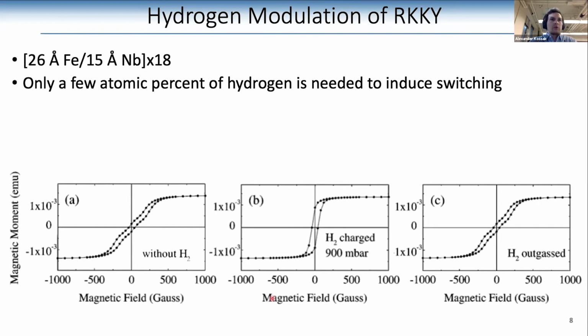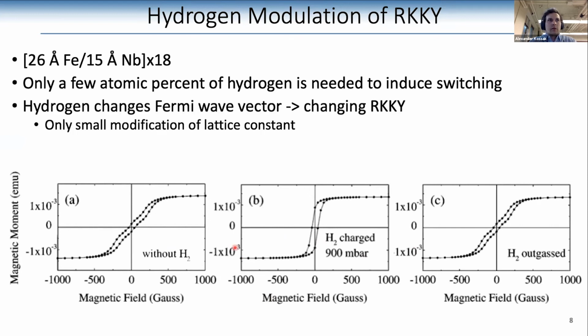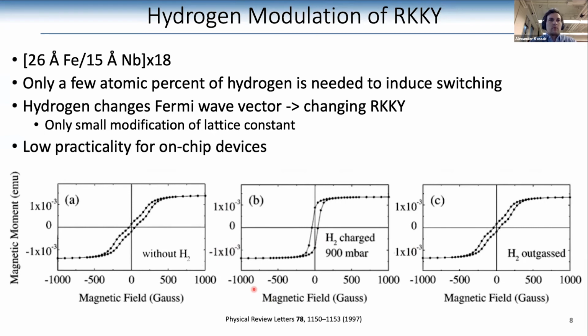they've been able to show that you can switch the RKKY coupling from antiferromagnetic to ferromagnetic reversibly by using a few atomic percent of hydrogen in gaseous form to reduce the switching. They were able to definitively show that this hydrogen actually changes the Fermi wave vector, which changes the RKKY. And it wasn't that hydrogen was, for example, changing the lattice constant of the ruthenium interlayer, as they saw with polarized neutron reflectometry. But again, for an on-chip device, a memory device, you're not going to want to inject gaseous hydrogen. You want some type of solid state approach.